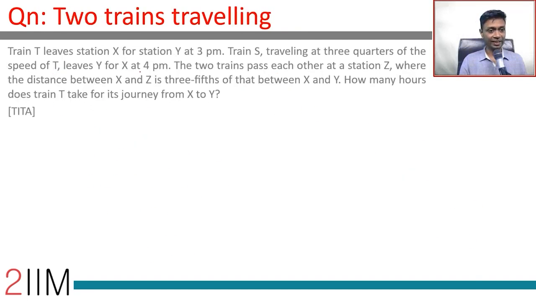2 trains traveling. Train T leaves station X for Y at 3 p.m. X to Y.